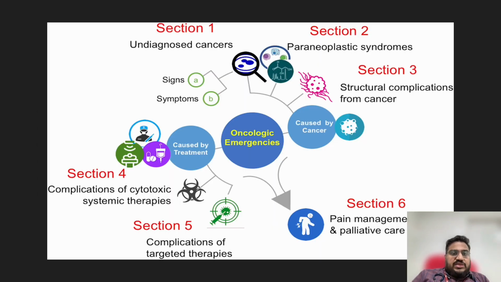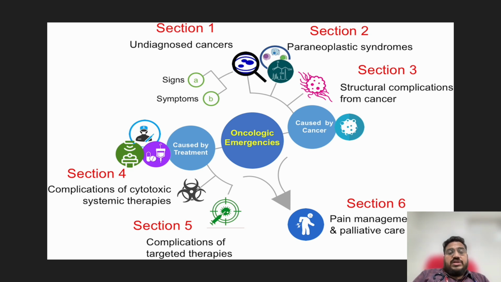Now coming to the next thing, this is again a pictorial representation of what we have said. Maybe they are primarily presenting to our ED and don't have a diagnosed cancer. Maybe they will be coming with, as I told, an anemia, and later on we are diagnosing an acute myeloid leukemia. They may present with tumor lysis syndrome, SIADH, paraneoplastic syndrome presentation, and structural complications from cancer. That is the other presentation, and they can have the complications of cytotoxic or systemic therapies.